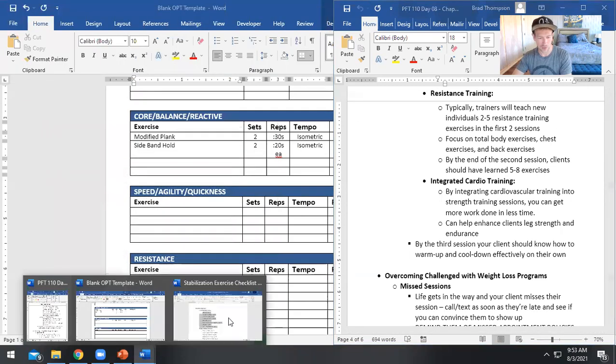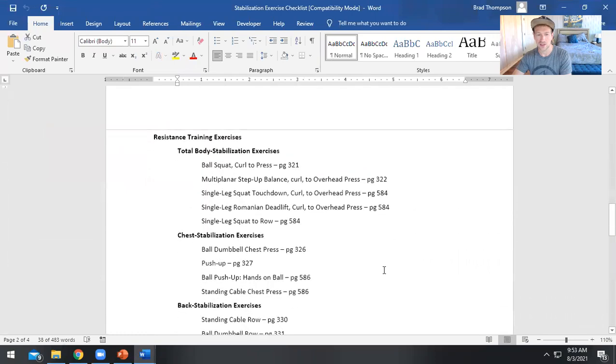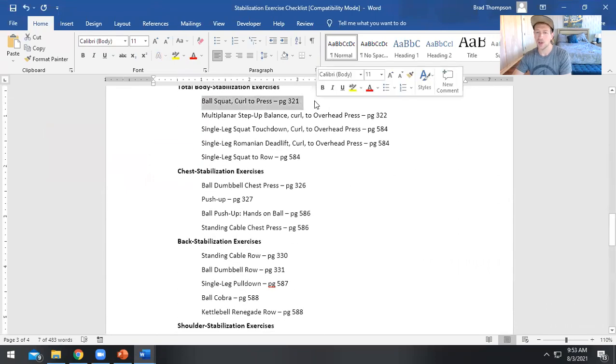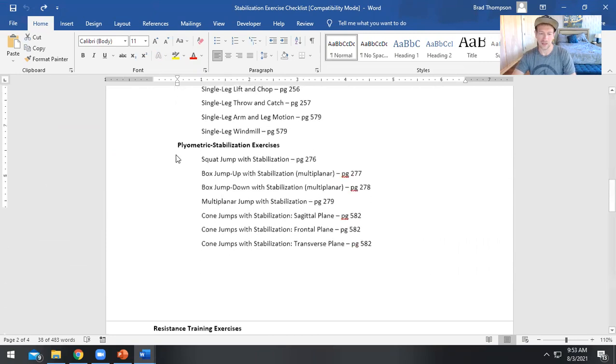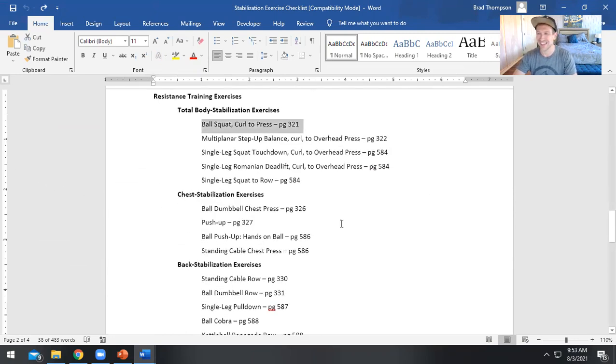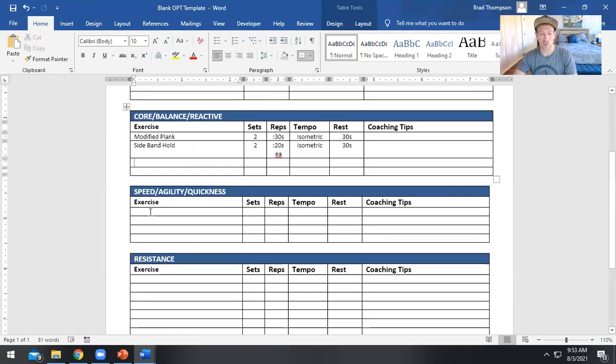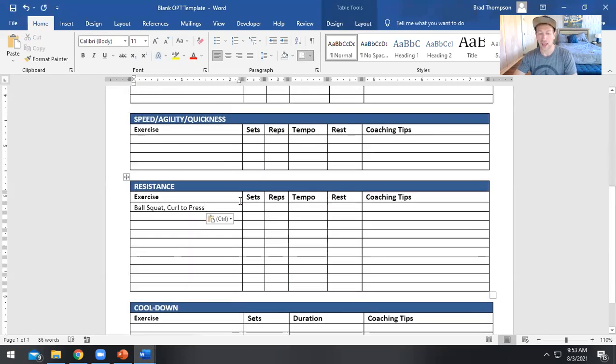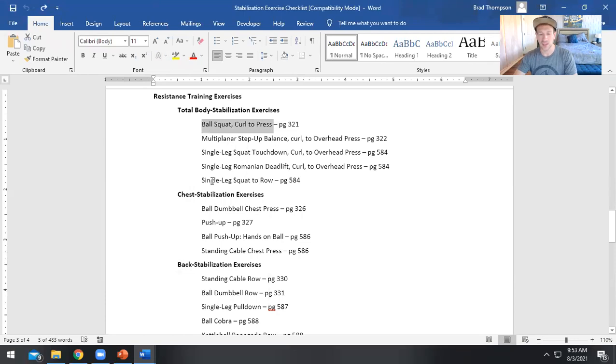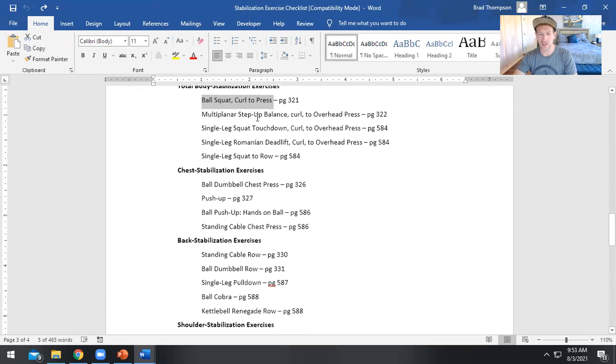So let's take a look. Let's go to our stabilization checklist here and select one. Ball squat, curl to press, probably one of my favorite exercises to give to a client. So if I go here and I go ball squat, curl to press, and then I come down here, a multi-planar step up curl to overhead press. That's a really good one too. I'd probably change how I do it just because those are both curling actions and overhead pressing actions.